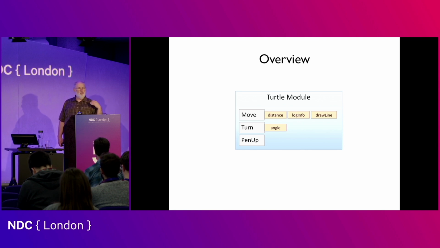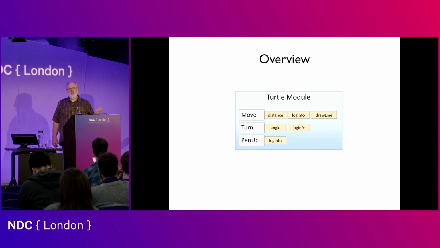So I'm literally going to pass in a function that it can log with, and I can pass in a function that you can use to draw a line. And the turn function only needs to log something. It doesn't need to draw a line, so I don't pass it in as a parameter. And the pen up function only needs to log something, it doesn't need to draw a line. So the move function originally had 1 parameter, now it has 3 parameters. And the turn function has 1 parameter, now it has 2 parameters and so on. So we're literally just adding it as parameters.